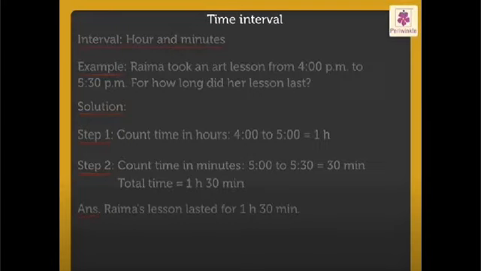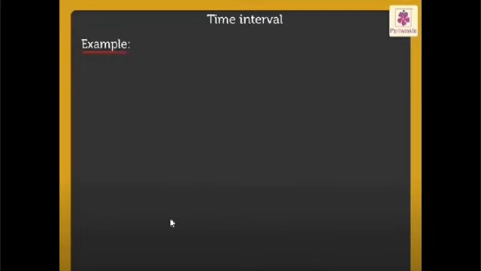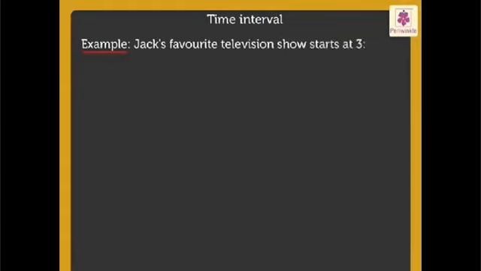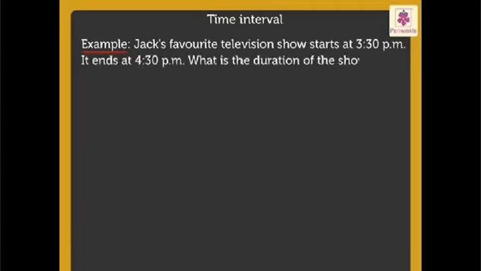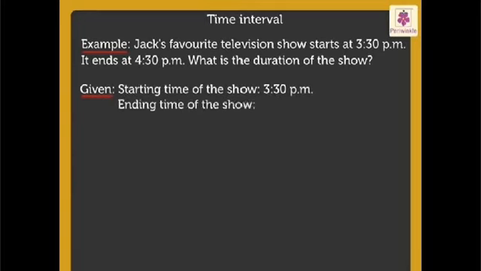Lastly, let us learn to calculate the time interval by another method using examples. Jack's favorite television show starts at 3:30 p.m. It ends at 4:30 p.m. What is the duration of the show? So here the information given is the starting time of the show is 3:30 p.m. and the ending time of the show is 4:30 p.m.